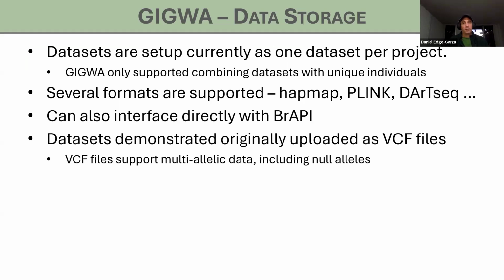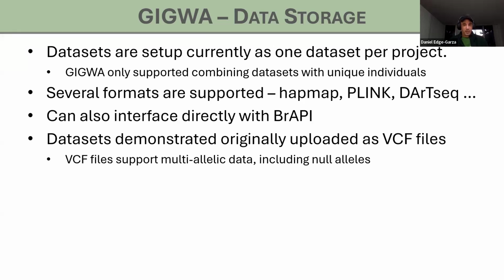There are several formats for the data sets to be uploaded into GIGWA. I'll show this in a minute. You've got HapMap, Plink, DArTseq, Flapjack, VCF files. You can also interface directly with breeding APIs. All you have to do is provide the URL to the dataset in one of those formats that's supported by GIGWA, and then it should pull that information directly over. However, the caveat there is that you are not going to be able to do any additional curating of that data set, changing any information in it. It's just pulling it directly over.